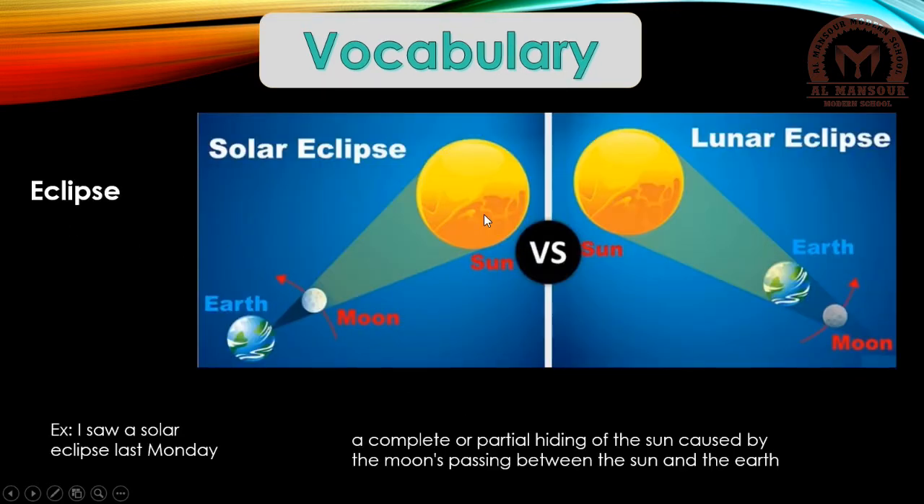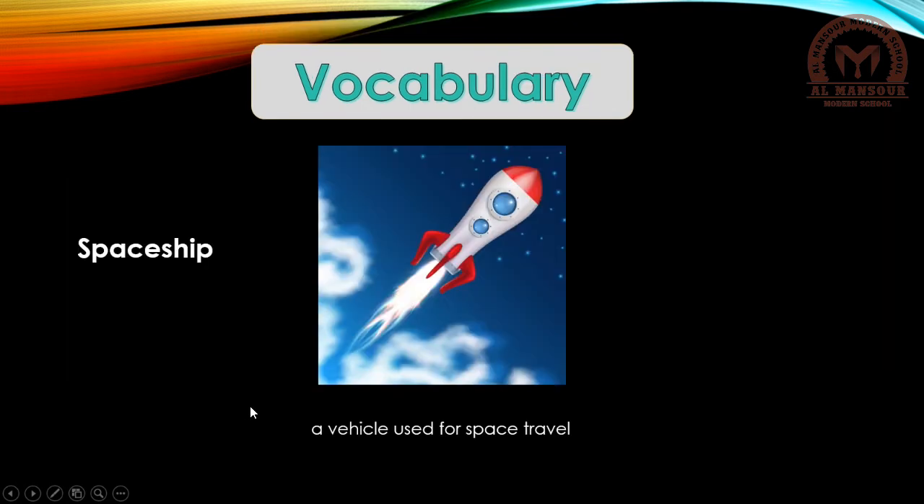The eclipse. Okay, so when the moon blocks the sunlight from earth, this is called a solar eclipse, okay? When the opposite happens, when the earth blocks the sunlight from the moon, this is called a lunar eclipse, okay? Here's an example. I saw a solar eclipse last Monday. A spaceship is basically a vehicle that is used to travel in space, where astronauts use it to go to space.